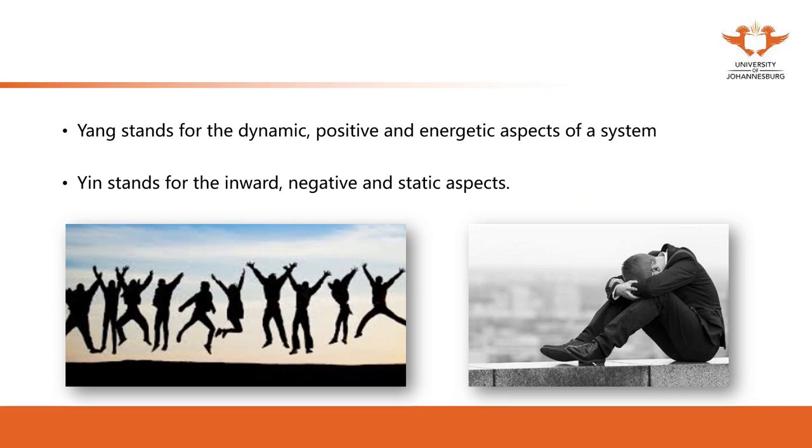So remember this picture, and then we go to give you the characters of yin and yang first. Yang stands for the dynamic, positive, and energetic aspect of a system. The yin stands for inward, negative, and static aspects. So you can see they're all opposites: dynamic, inward, positive, negative, energetic, and static. As you can see from the picture here, when something is more energetic we call it yang. When it's depressed, we call it yin. So that's yin and yang in general. It describes the opposite sides of interrelated aspects.